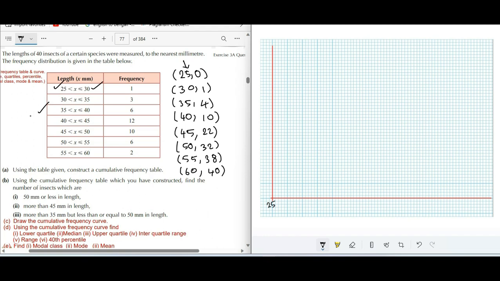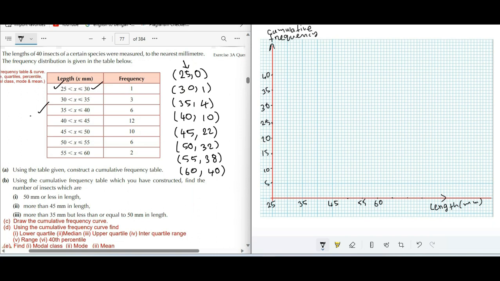This is 30. This would be 35, 40, 45, and on the y-axis 5, 10, and after that you need to plot these coordinates.